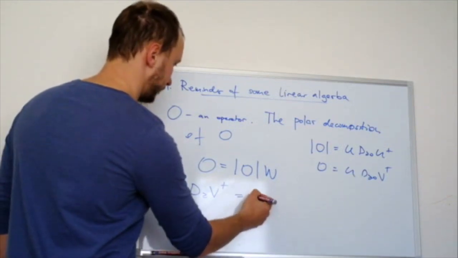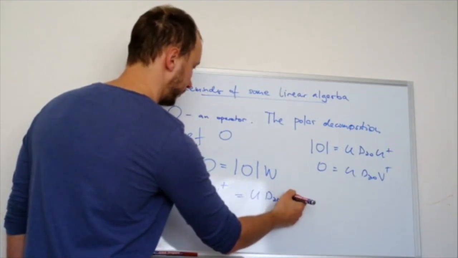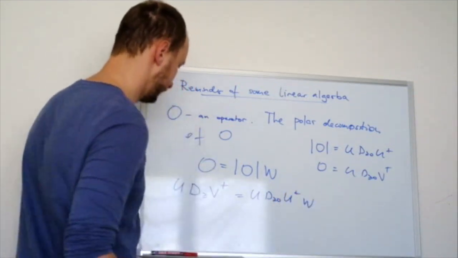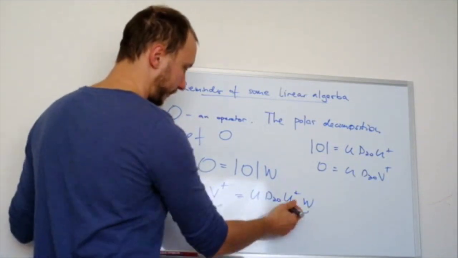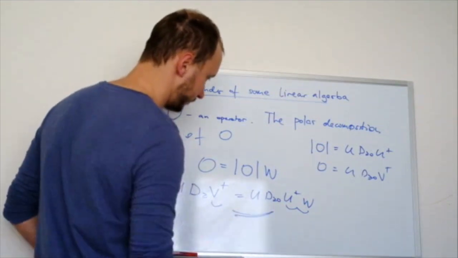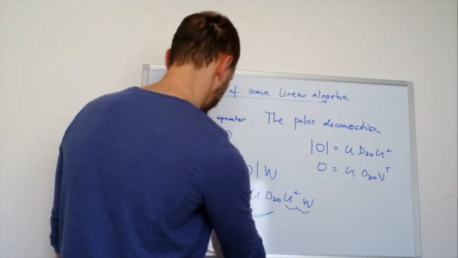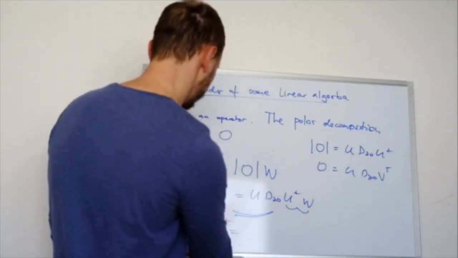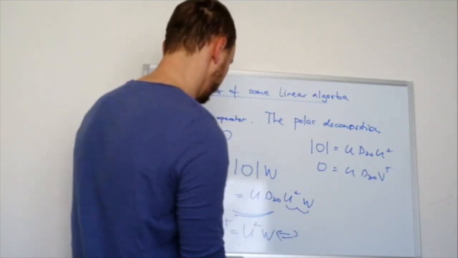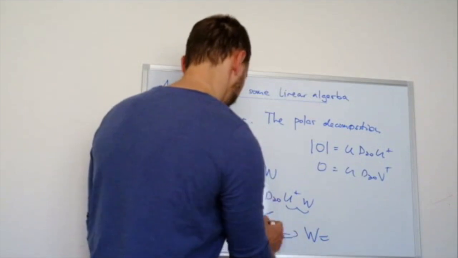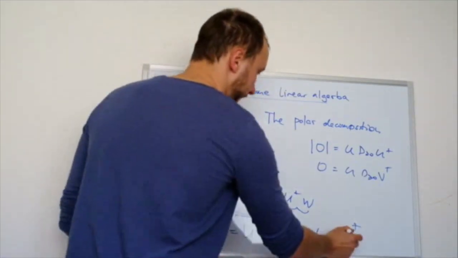Okay, and we say that this is equal to U D 0 U dagger V. So this just means that these two guys are equal to this guy, right? In other words, they have to be equal. This is the condition. So W is equal to, multiplying by U on the left, this. Obviously the product of two unitaries is a unitary as well.